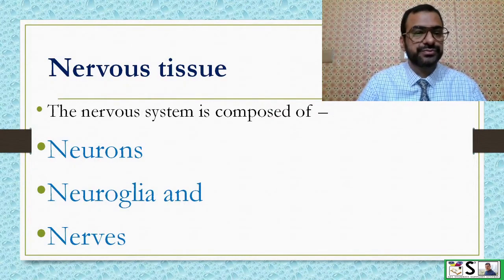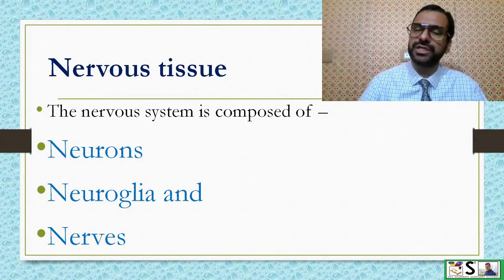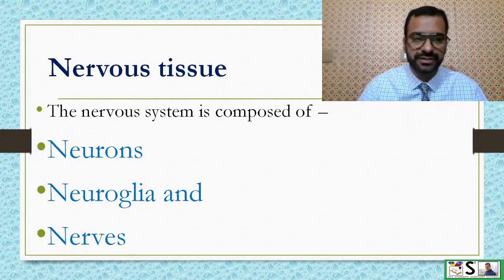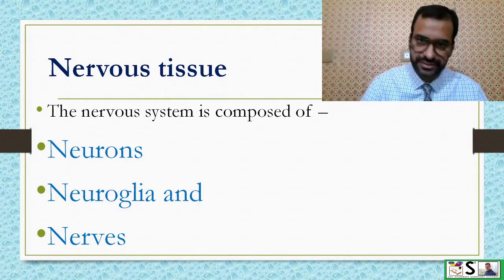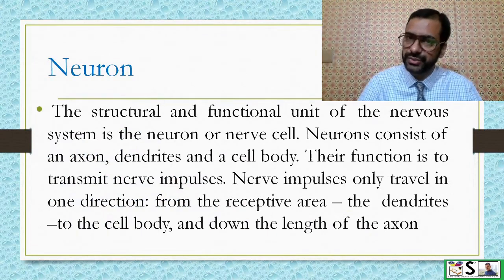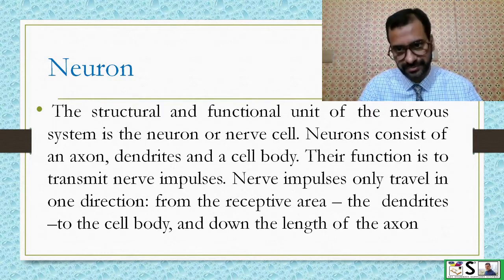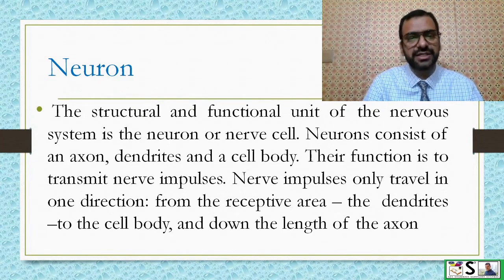Nervous tissue. The nervous system is composed of neurons, neuroglia and nerves. So in today's lecture, we will discuss the structure and functions of these three units. First is the neuron. The structural and functional unit of the nervous system is the neuron, also known as the nerve cell. Neurons consist of an axon, dendrites and a cell body. The function is to transmit the nerve impulse.